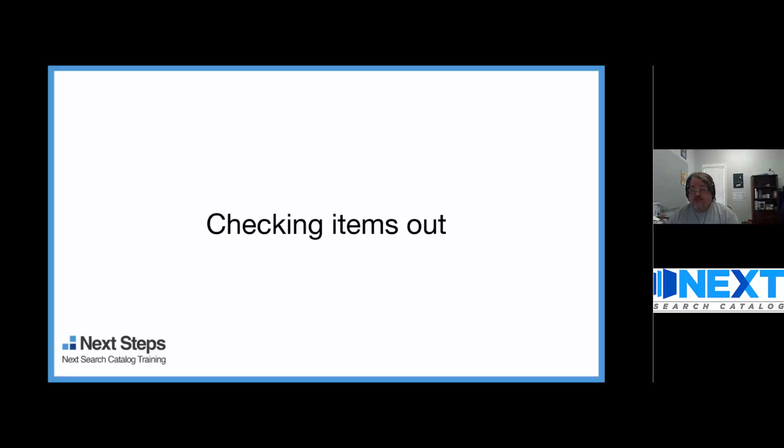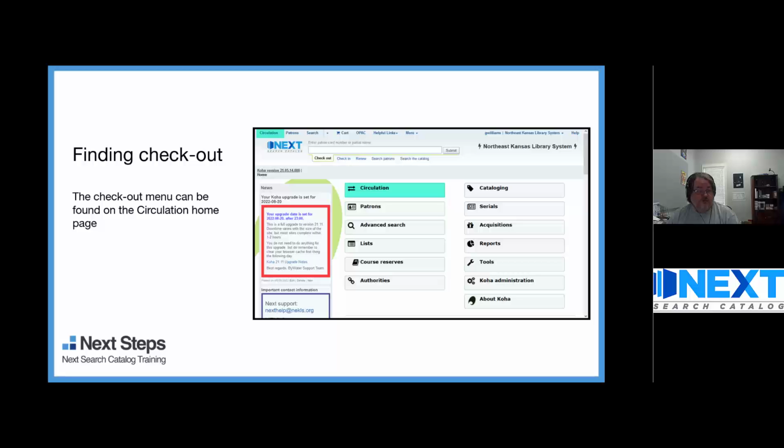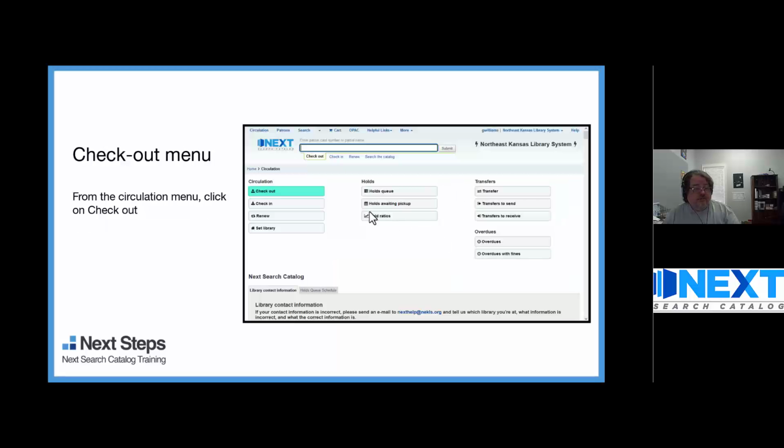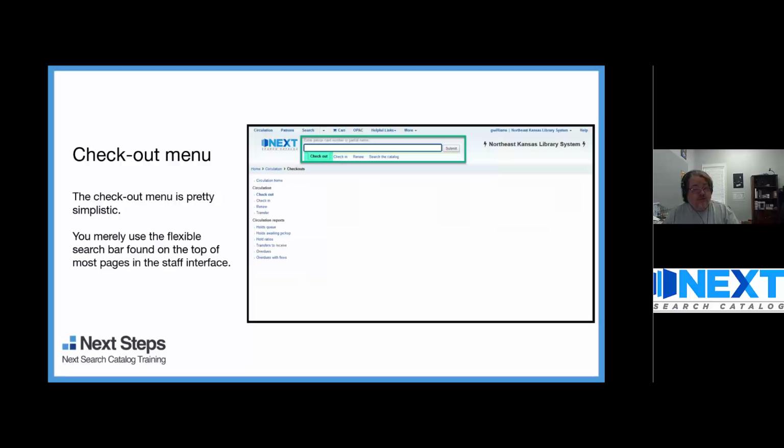So let me start by showing you where to find the checkout menu. You can reach the checkout from the circulation menu by clicking on circulation in the top left corner of the screen, or you can click on the circulation icon, the big button in the middle of the home page. And once you're at the circulation menu, you'll see checkout as the top item on the list, and you can click on that and it will take you to the actual circulation checkout menu.